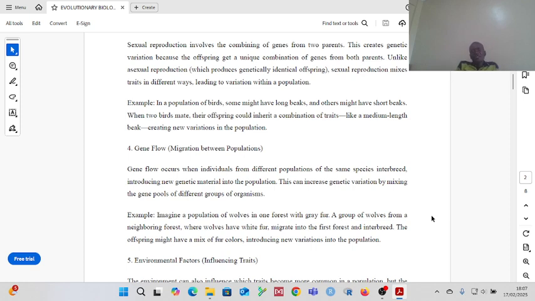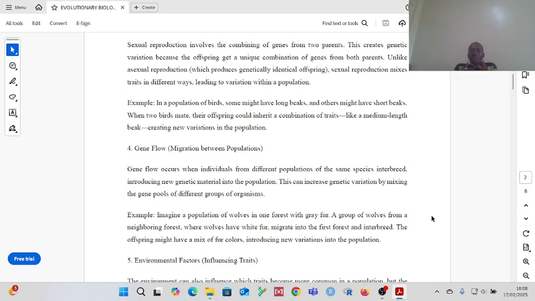Another cause of variation within a population is gene flow. Gene flow is just the movement of genes from one population to another. Gene flow occurs when individuals from different populations but of the same species interbreed. So when these populations interbreed, they introduce new genetic material into the new population that they are now creating. Because you are mixing genetic makeups of two different populations, you now end up with a higher genetic diversity in the new population. So the F1 generation that you will create after the interbreeding of the two different populations will have a higher genetic diversity, a higher genetic variation compared to the two parental populations.